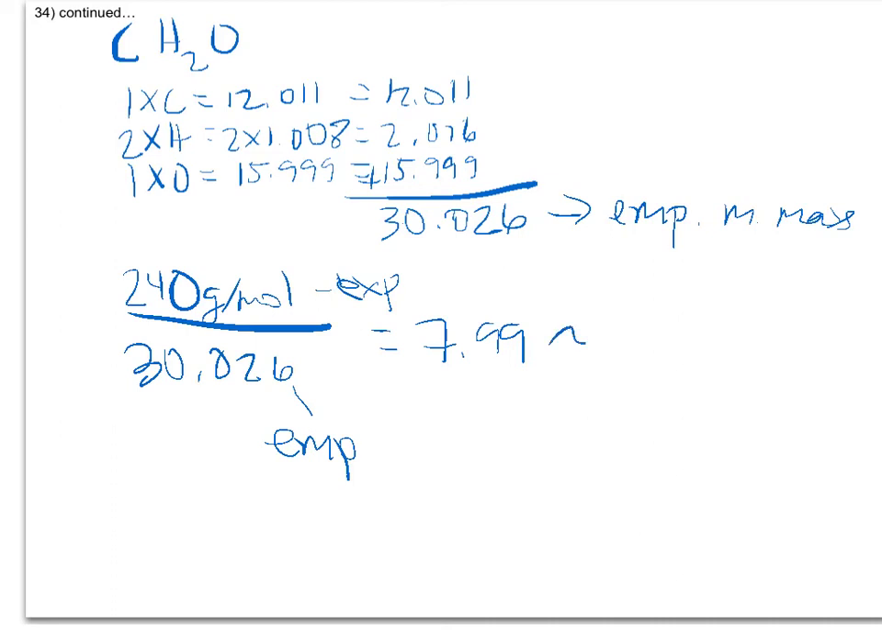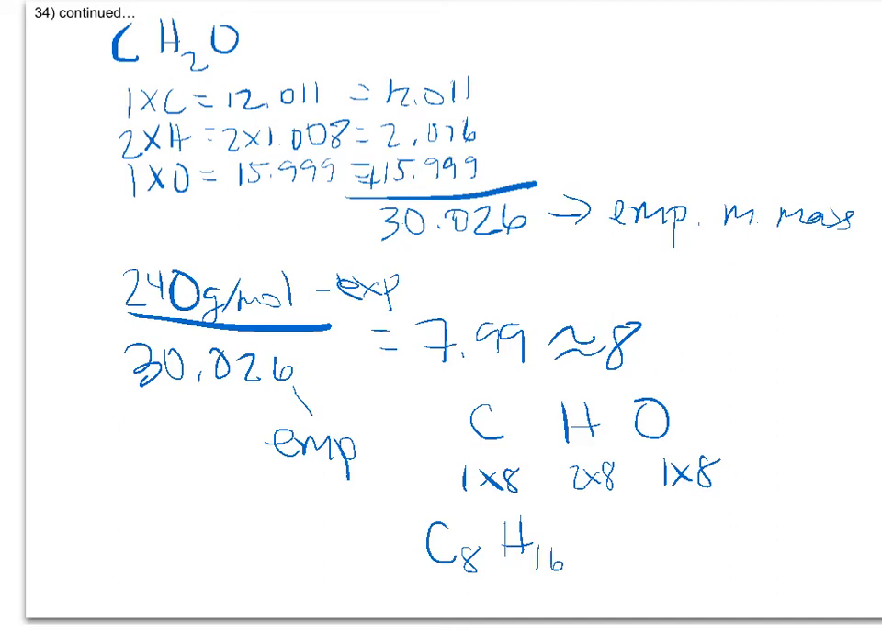So we get 7.99, which rounds off to 8, which means that we need to take all of our subscripts and multiply them by 8. So for carbon, hydrogen, oxygen, we have 1 times 8, 2 times 8, 1 times 8. So the molecular formula is C8H16O8.